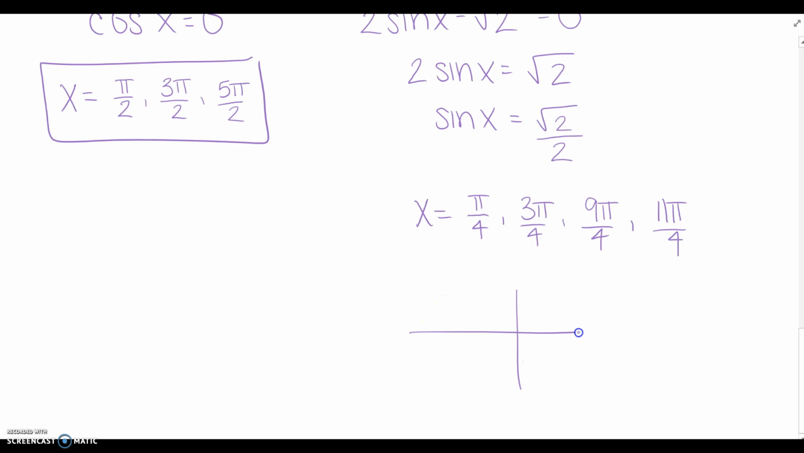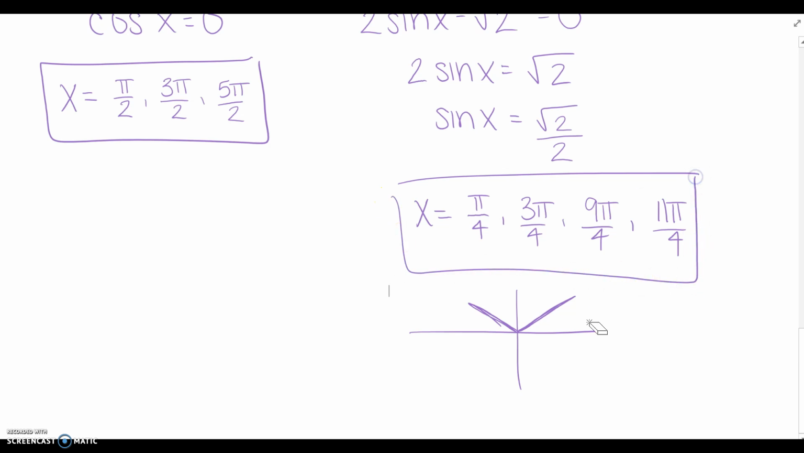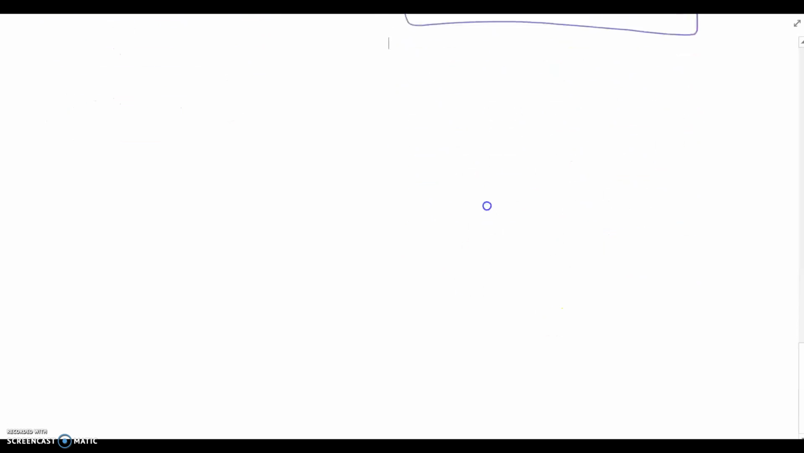So think of your unit circle, right? Y value is positive, positive, and then it's negative, negative, but then we're going around 3 pi, so we've got 2 more answers. And that's it. So we have 1, 2, 3, 4, 5, 6, 7 answers for this problem. Alright, so now let's have you guys try.